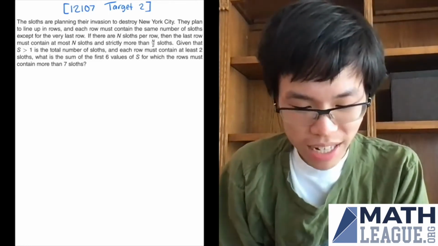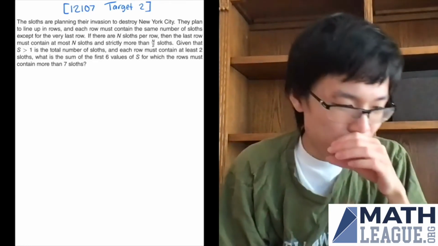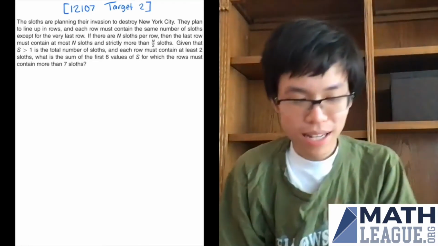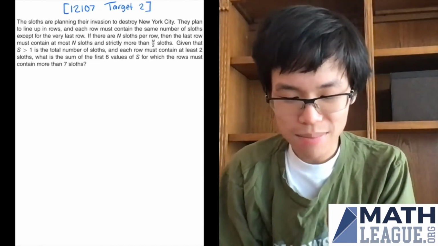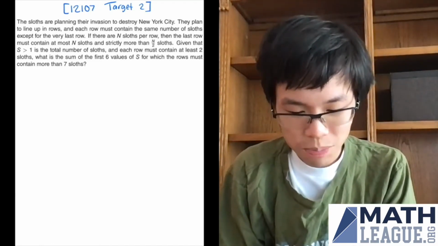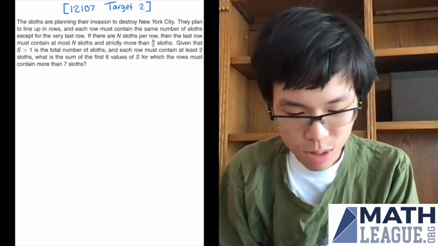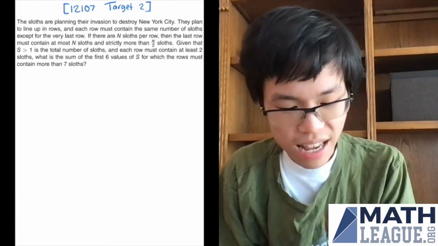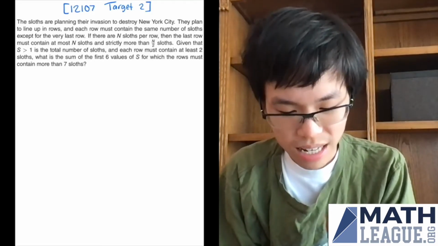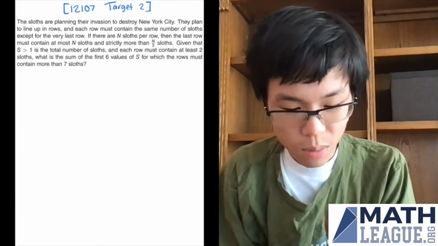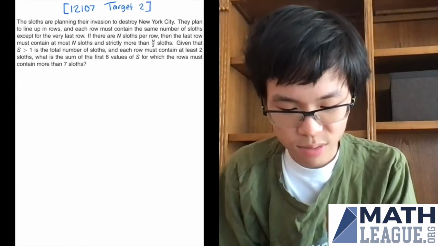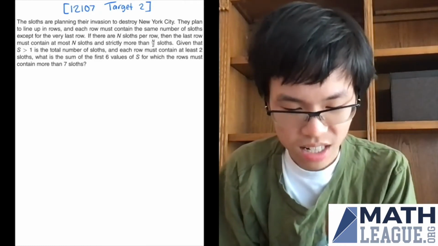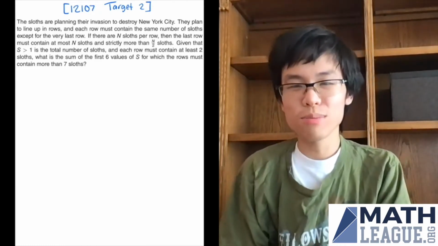The Sloths are planning their invasion to destroy New York City, probably to give humans a taste of their own medicine. They plan to line up in rows, and each row must contain the same number of sloths except for the very last row. If there are n sloths per row, then the last row must contain at most n sloths and strictly more than n over 2 sloths. Given that s greater than 1 is the total number of sloths and that each row must contain at least 2 sloths, what are the sum of the first 6 values of s for which the rows must contain more than 7 sloths? When I say weird and wild problems, I really mean it.